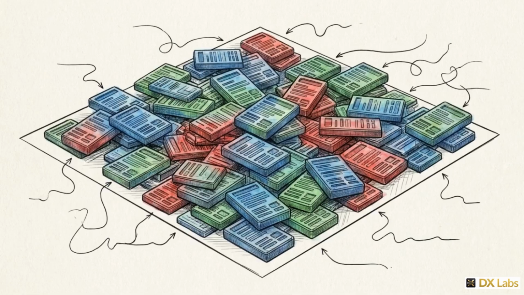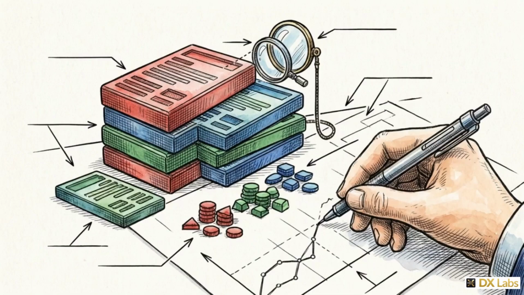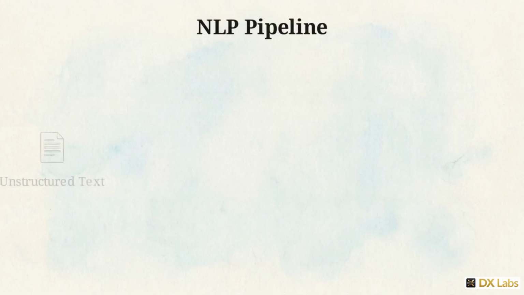But what if you already have the text and you just need to understand it? That requires natural language processing, or NLP. Instead of a chef cooking up something new, NLP acts like an expert analyst sitting at a desk making sense of existing documents. This diagram shows how that analysis usually flows.